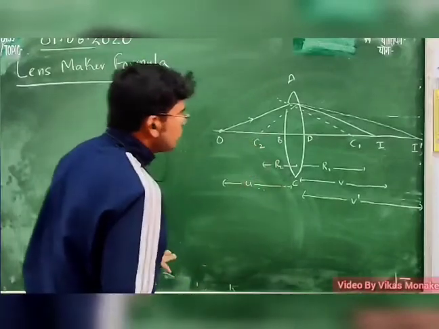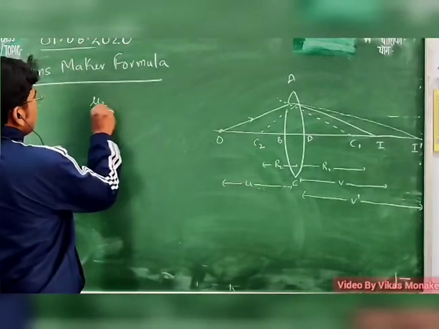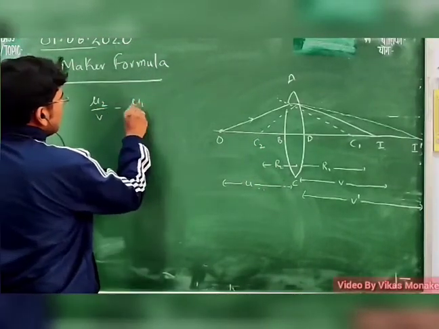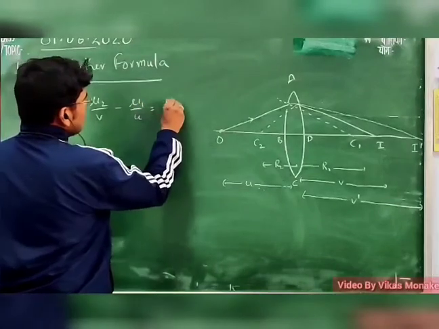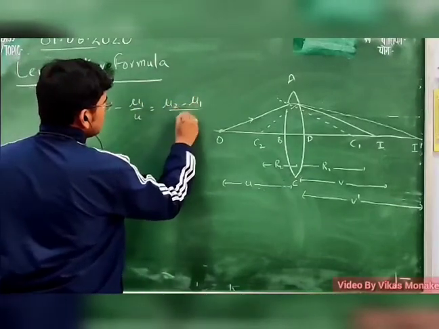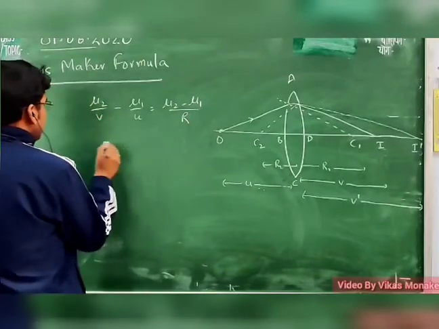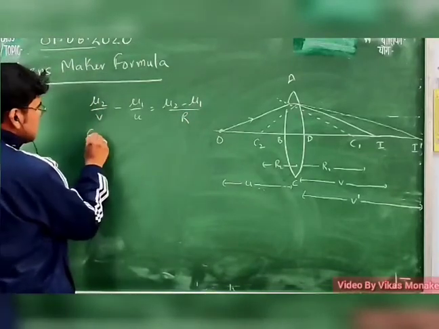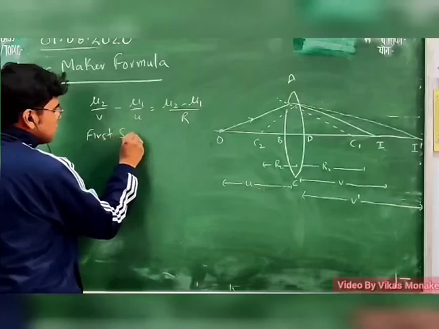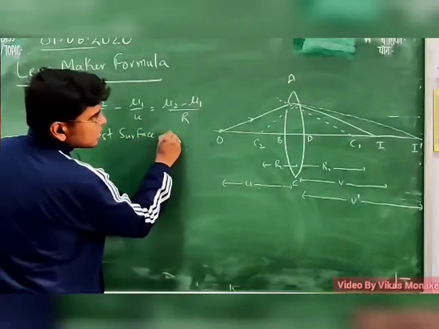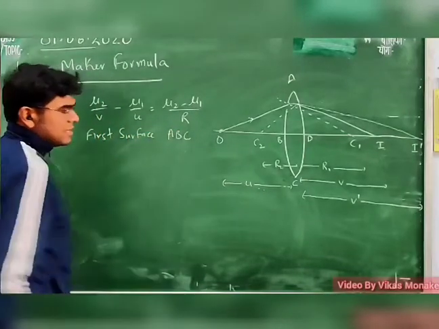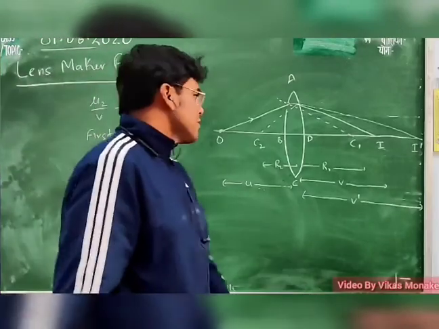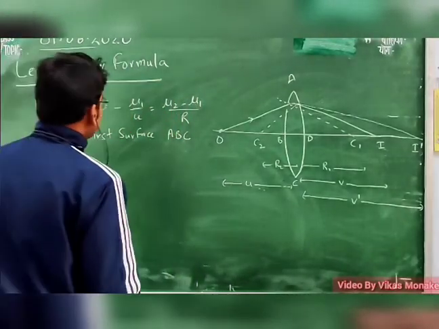Okay, so we have the formula mu2 upon v minus mu1 upon u equal to mu2 minus mu1 upon r, that we apply for the first face, the first surface. The first surface is A, B, C. So if we apply it for the first surface A, B, C, what are we going to get?